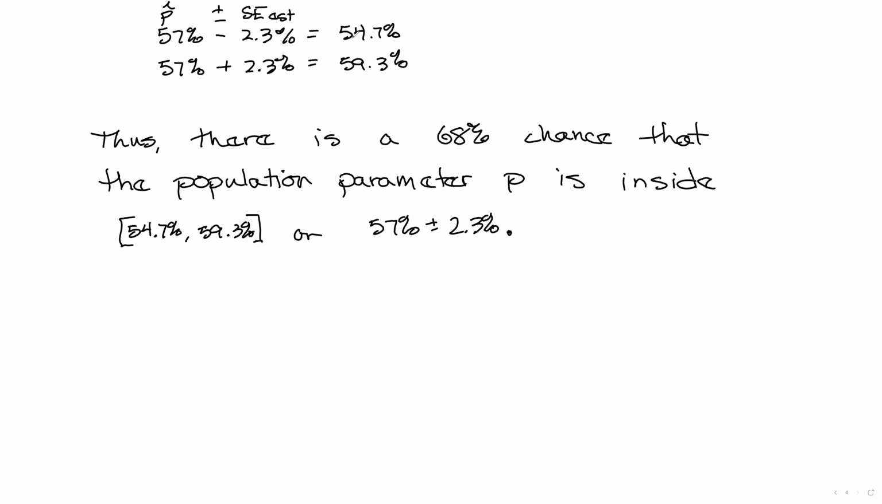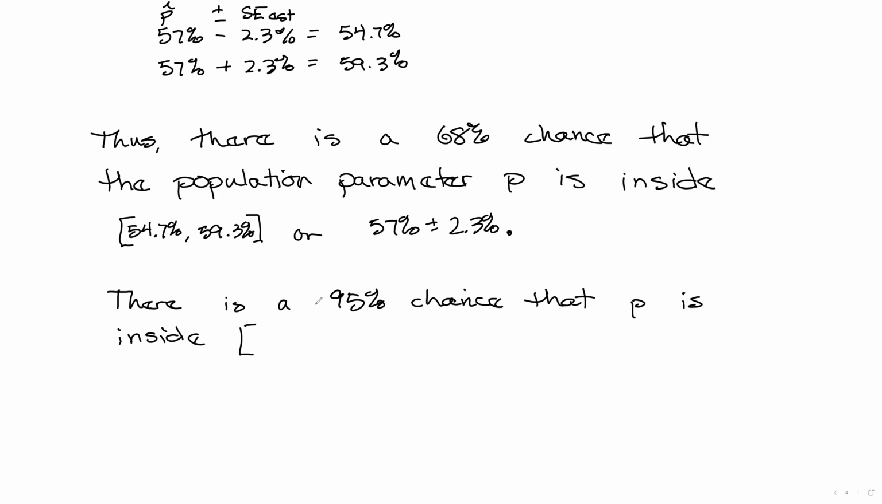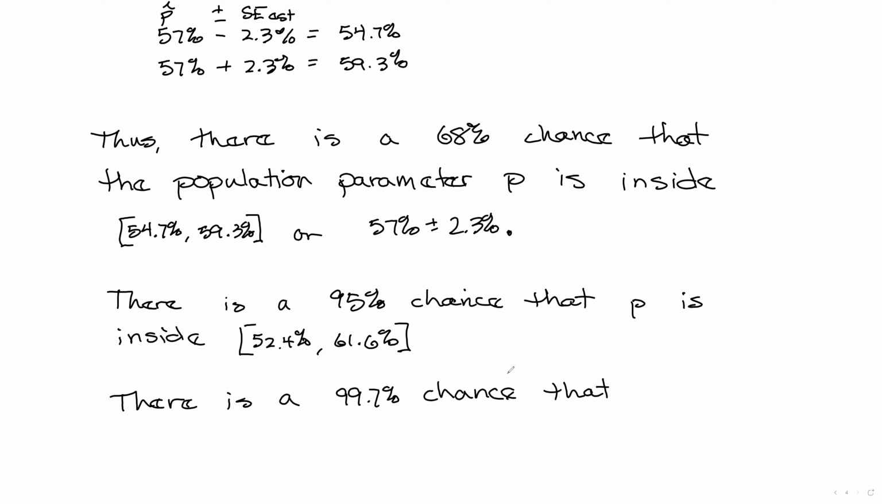All right. And we can extend this and say, well, what about two standard deviations? We could say there is a 95% chance. That's the empirical rule for two standard deviations. 95% chance that P is inside. All right, so I did the math for us here. It's 52.4% and 61.6%. And there is a 99.7% chance, that's the three standard deviations. When we covered the empirical rule, we basically just said pretty much all. It's not entirely all, but 99.7% is pretty close to all. That P is inside.